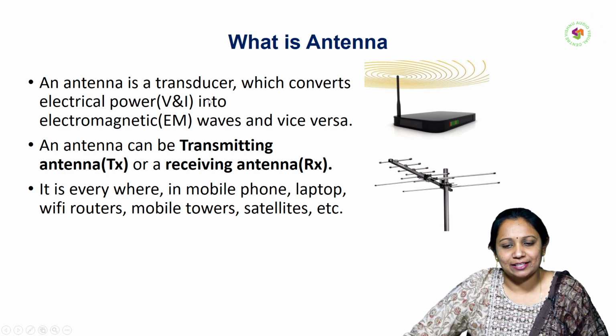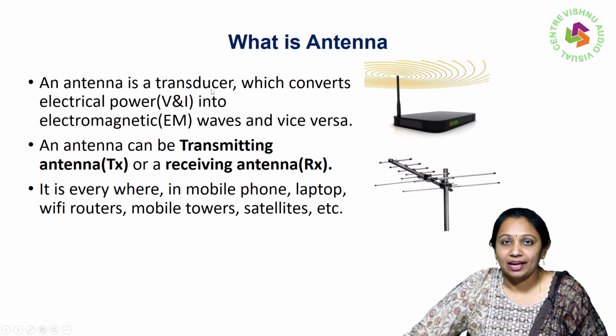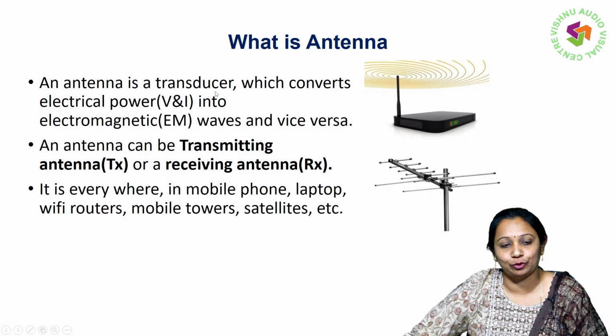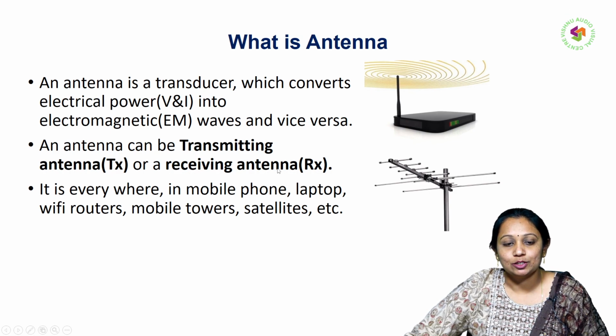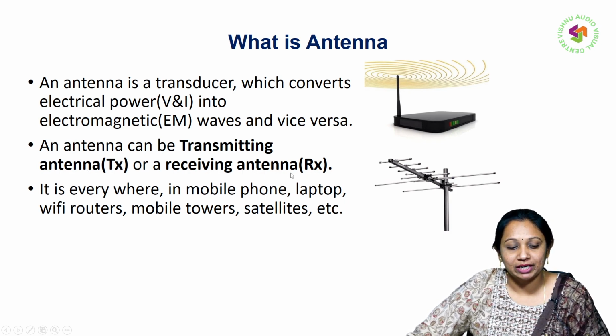An antenna is a transducer, or we can call it an aerial. In general, a transducer will convert one form of energy into another form. The antenna also does the same thing: it converts electrical power into electromagnetic waves, and vice versa. For that reason, an antenna can be used for transmitting or for receiving. So we can say that an antenna is a transducer which converts electrical power into electromagnetic waves and vice versa, so it can be a transmitting antenna or a receiving antenna.